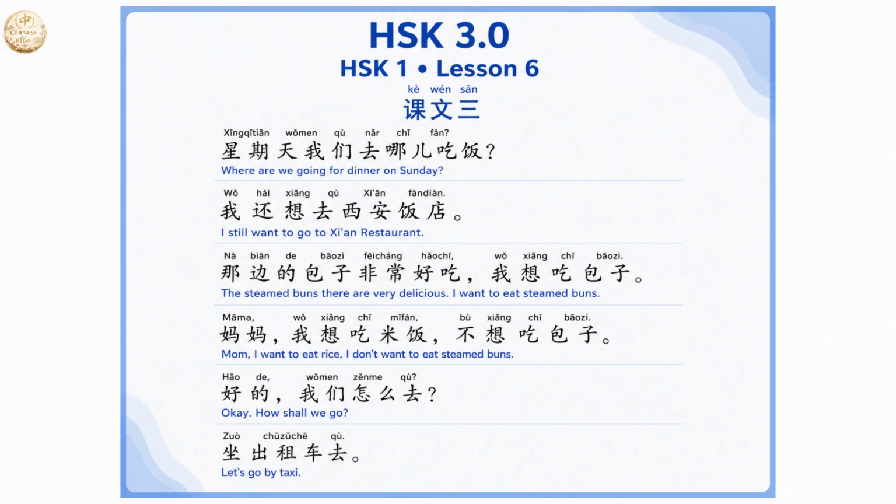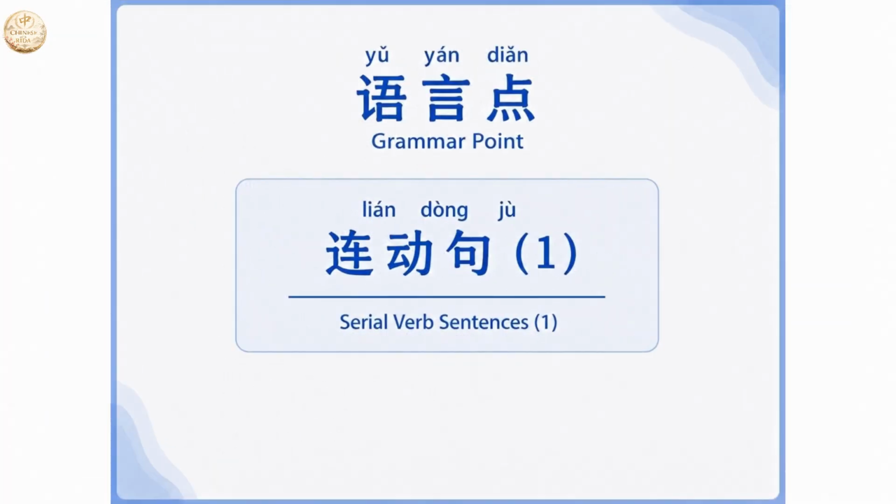星期天我们去哪儿吃晚饭？我还想去西安饭店，那边的包子非常好吃。我想吃包子。妈妈，我想吃米饭，不想吃包子。好的，我们怎么去？坐出租车去。Now let's read it again. The language point we are going to learn today is the serial verb.